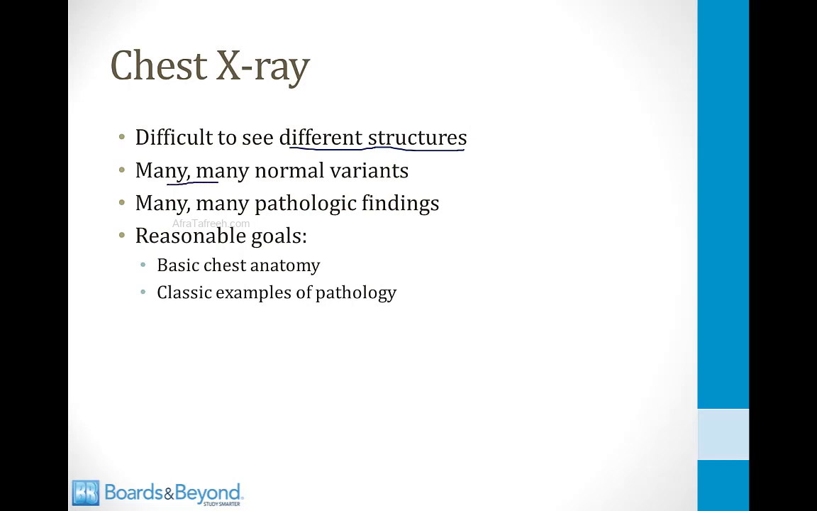In addition, there are many normal variants, so it's hard to know what's abnormal and what's normal, and then of course there are many pathologic findings. Some reasonable goals for medical students are to know the basic chest anatomy, because you're often tested on this in class or on the boards, and then know the classic examples of pathology. If you just focus on these two things, then when you move into your clinical years, you can start learning the normal variants and the other examples of pathology that are not so classic.